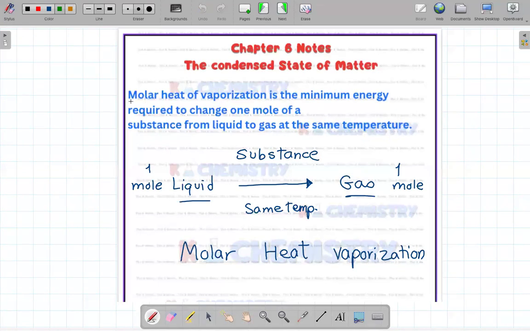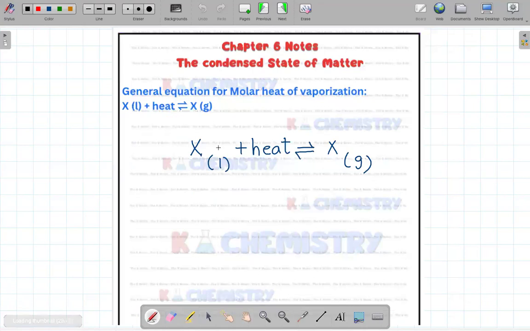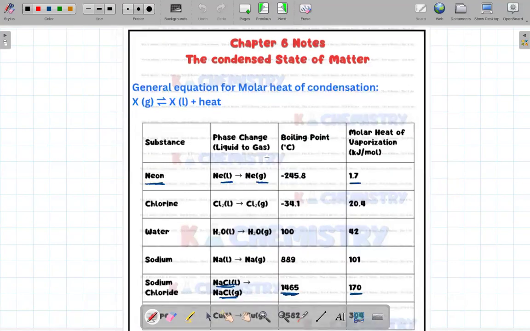We learned what's meant by the molar heat of vaporization. This is the definition of how much heat is required to change 1 mole of substance from the liquid into gas. That's why it's called evaporation or vaporization at the same temperature. This is the general formula which represents the molar heat of vaporization. Here the X is changed from liquid into gas. And these are examples of some of the molar heats of vaporization or condensation for some of the substances. This should be vaporization because you have changed it from liquid to gas.